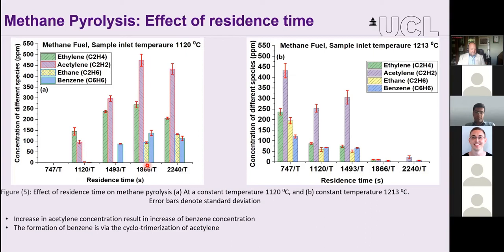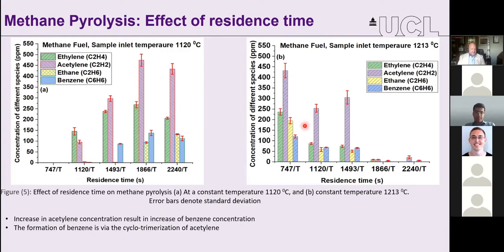It is interesting to note that as the concentration of acetylene increases, the concentration of benzene increases as well, which suggests some sort of equilibrium. This might also suggest that the formation of benzene is via the cyclotrimerization of acetylene, as reported in the literature.